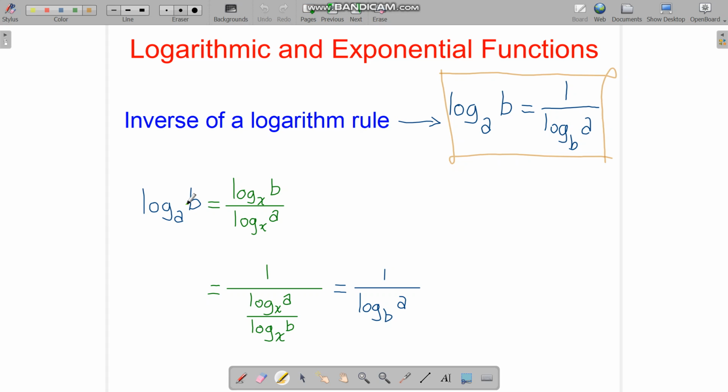And actually this is the reciprocal of a logarithm rule. So this is using the change of base rule here. So this is like a fraction. If we use 1 over, we're going to have to flip this fraction. So simple concept of fractions.